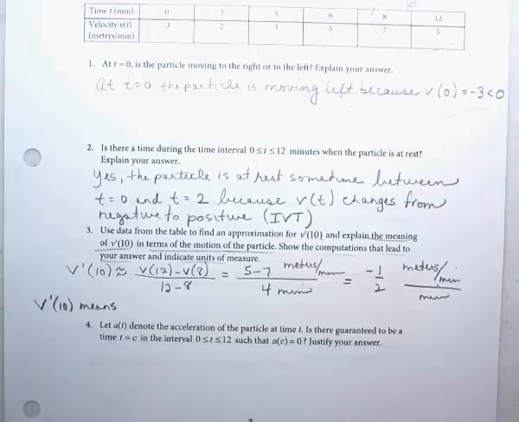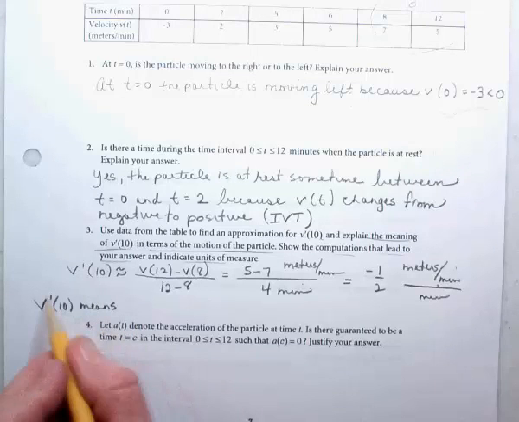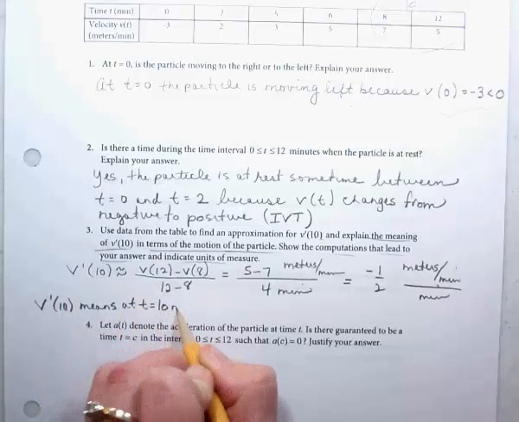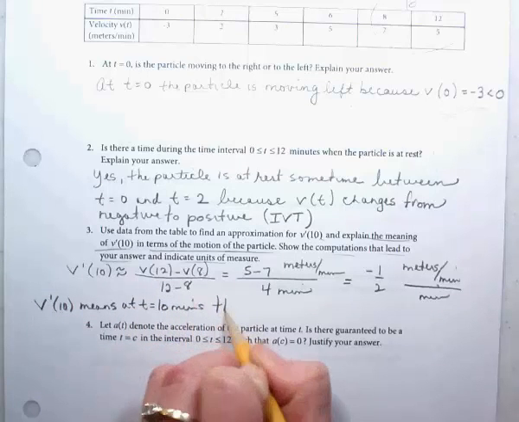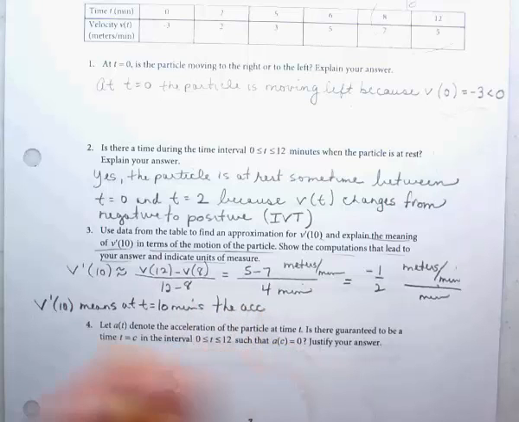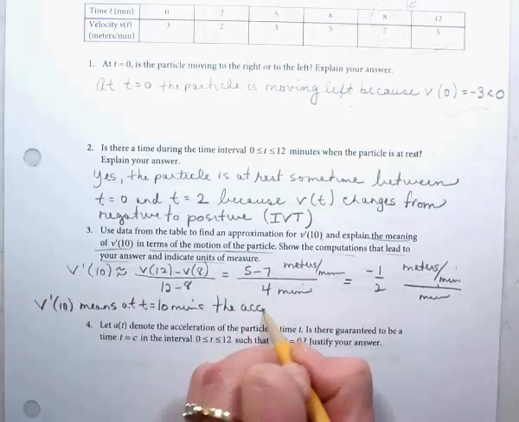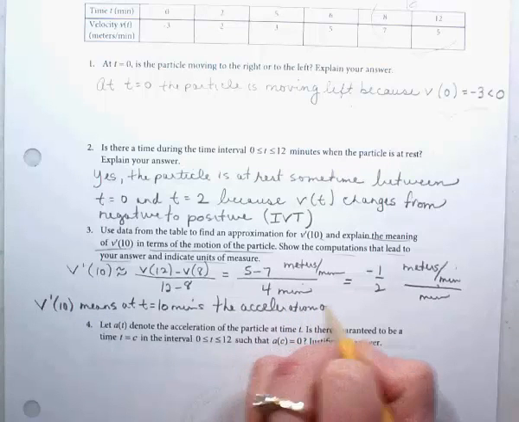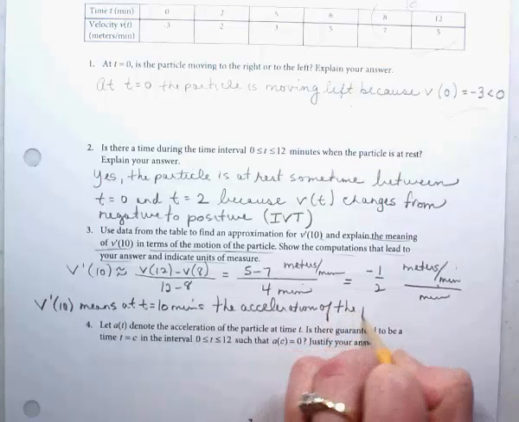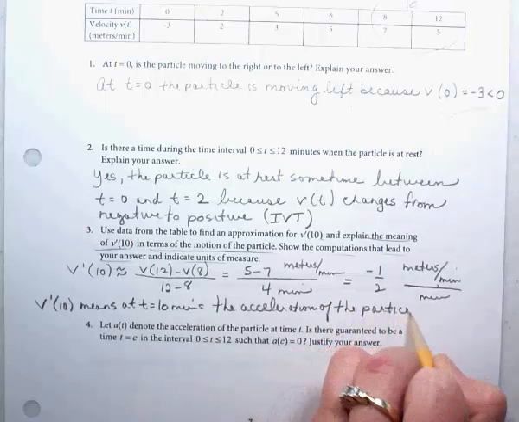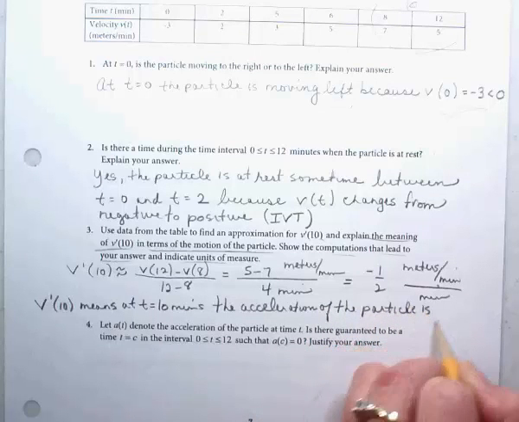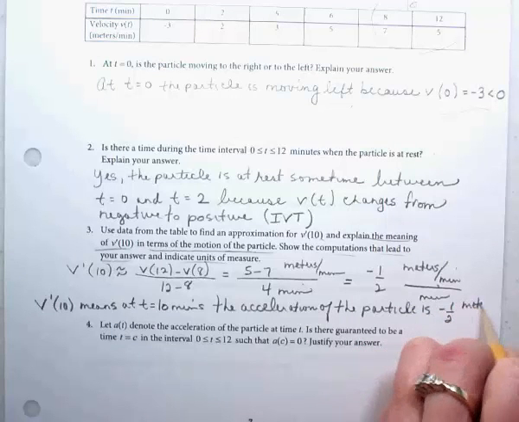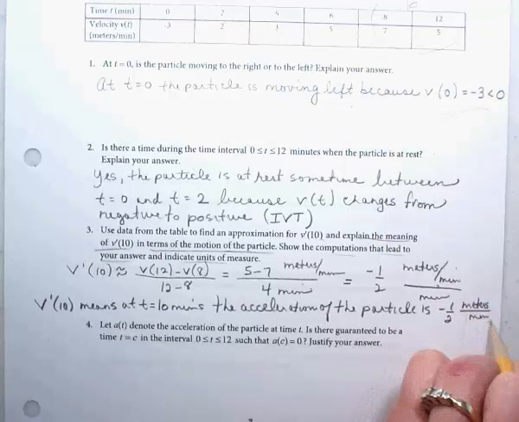So in the context of the motion of the particle, I'm going to say v prime of 10 means at time equals 10 minutes, the acceleration, because the slope of velocity is acceleration, the acceleration of the particle is, and I'm going to go ahead and report the answer again, negative 1/2 meters per minute every minute.